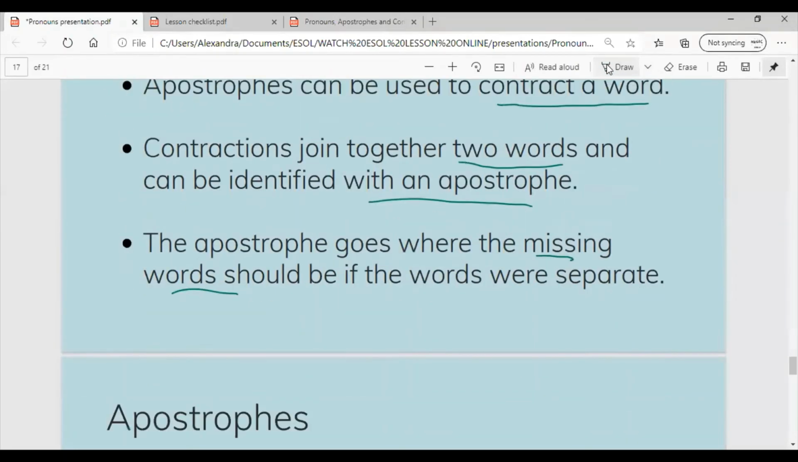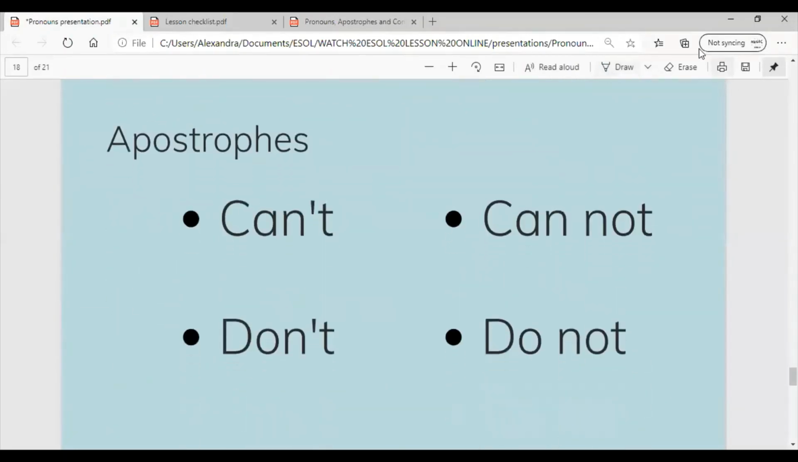Now I'll show you an example of how this works. So here we've got the two words cannot. Now if you want to join them together, you will drop the N and you will put in the apostrophe. So it will become one word. So you're putting together two words and using the apostrophe to make one word, and then you've got can't. Now this is formal language, this is informal language.